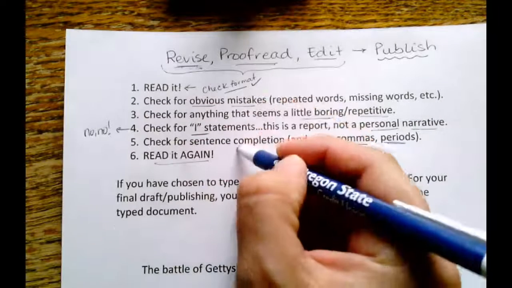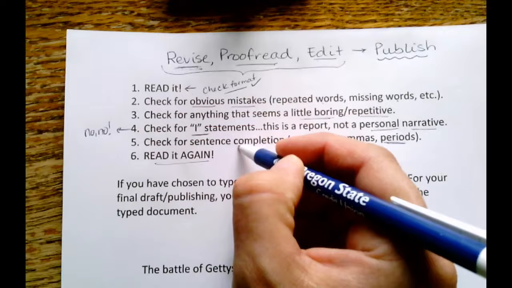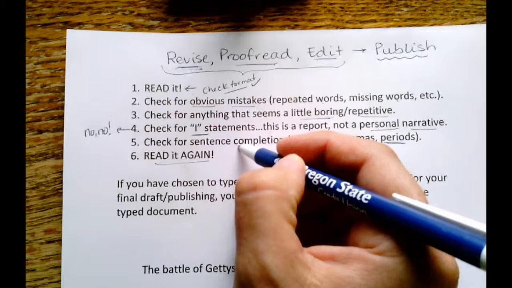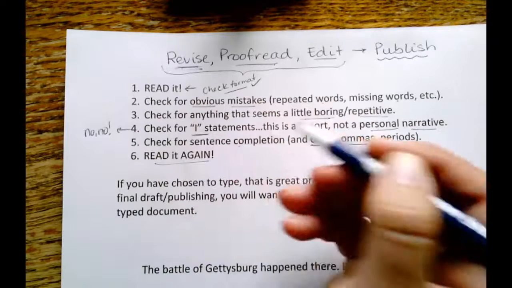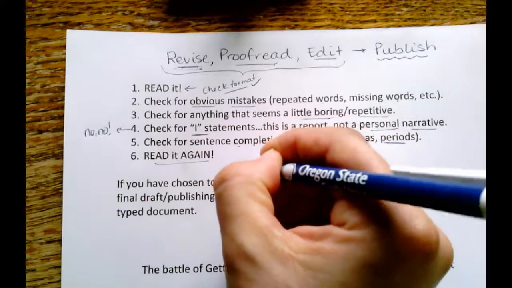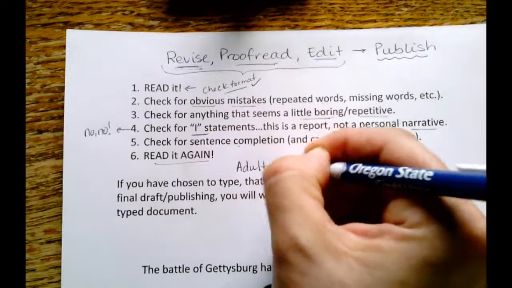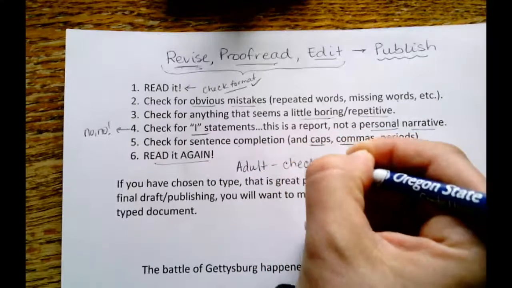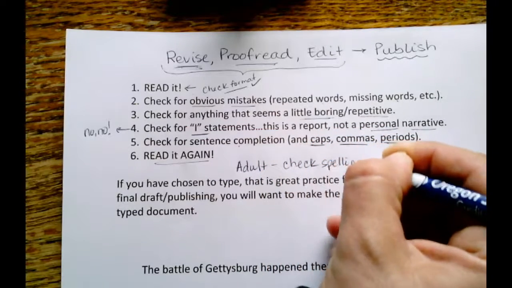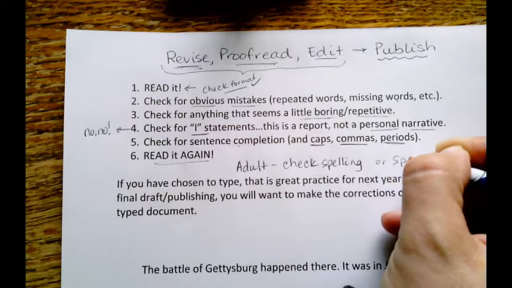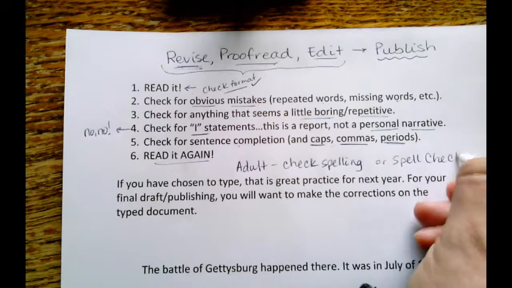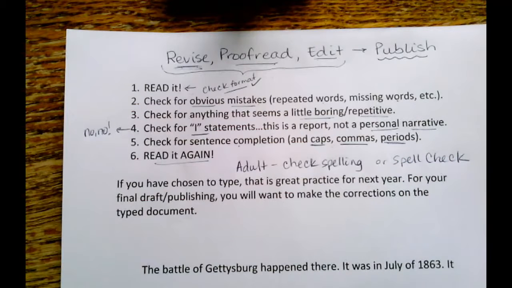Like I didn't put spelling on here. Spelling is important, and I want you to check for spelling, but that might be something that you need to have an adult or older sibling check for. Or if you have typed your document, you could use spell check. Spell check won't catch everything because it doesn't get the context of what you're writing all the time, so it might not catch it. However, those are both ways that you can get help on your spelling.